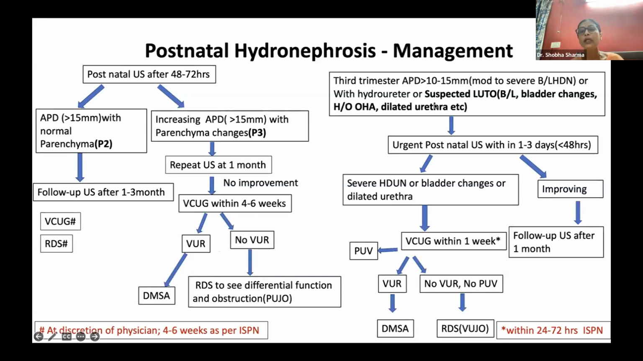Again, the guidelines are similar if we are suspecting lower urinary tract obstruction. So in lower urinary tract obstruction, if there is bilateral hydronephrosis, a hydroureter, history of oligohydramnios or presence of a dilated urethra, here we do an urgent postnatal scan within 24 to 48 hours, and depending upon the changes, we do early VCUG. In UTD, they have suggested to do it within 1 week, whereas ISPN suggests to do VCUG within 24 to 72 hours. Otherwise it is the same. Then depending upon the findings of VCUG, if it is PUV, urgent surgery has to be done. If it is VUR, again looking for scarring, we do DMSA. And if there is no VUR, but it is still showing LUTO, we go for the RDS scan to look for obstructive pathology. So this is how we do. In other cases, we just proceed depending upon the findings we get on the ultrasound.